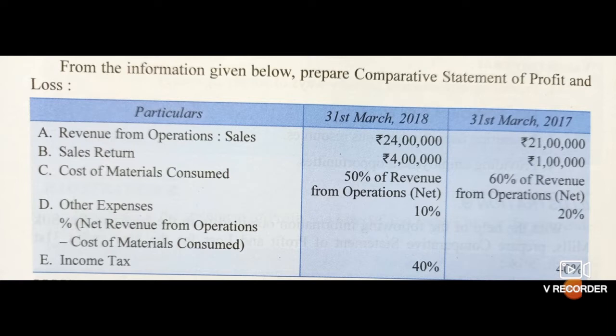So in this problem, in comparative statement we have to take net revenue from operations, that is sales minus sales return. Cost of material consumed will be 50% of revenue from operations net, that is revenue from operations is 24 lakhs less sales returns 4 lakhs. So revenue from operations net will be 20 lakhs and 50% of 20 lakhs will be the cost of material consumed.